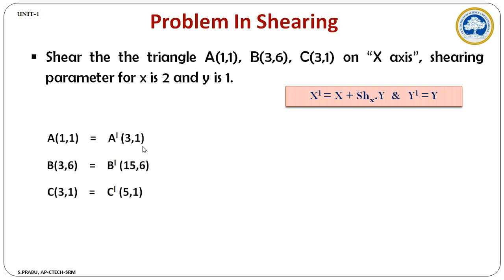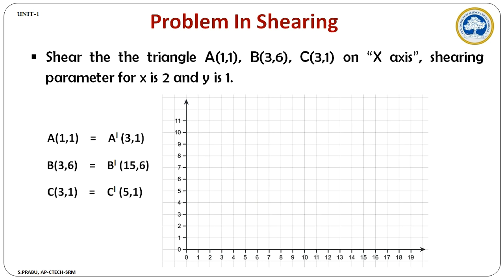So I show the new calculated values along with the original values. Now I try to visualize the result in this graph. First I draw the original triangle using the given values and draw the new triangle using the calculated values. Now the original triangle is distorted, that is, we have applied the shearing operation successfully. So this is the shearing about the x-axis.